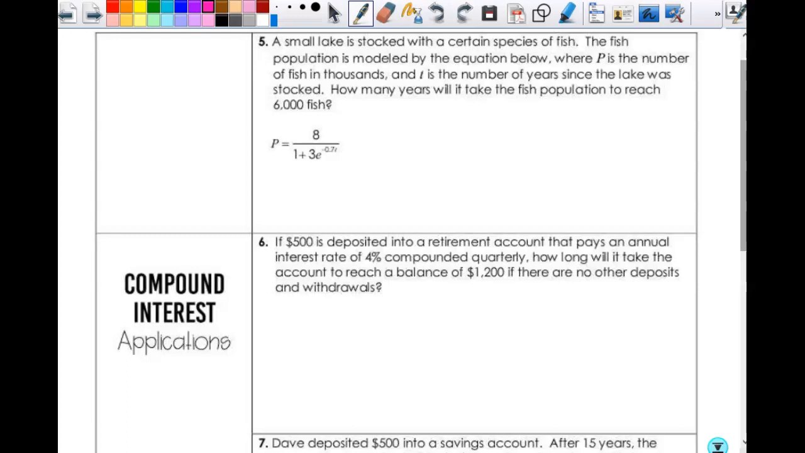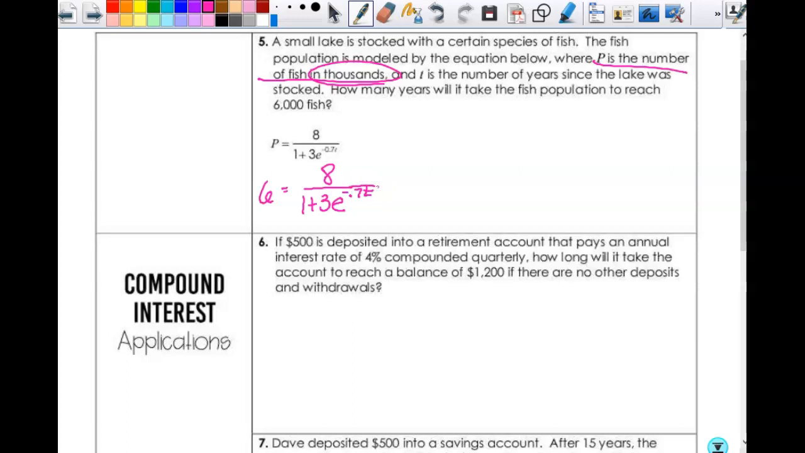6,000? Six? Why 6? Very good. So P is the number of fish in thousands. So if you put in 6,000, you have the right idea, but that's the wrong number, and it's going to get you something weird. Okay, very good. So P is 6. That's equal to 8 over 1 plus 3 times e to the negative 0.7 t power.